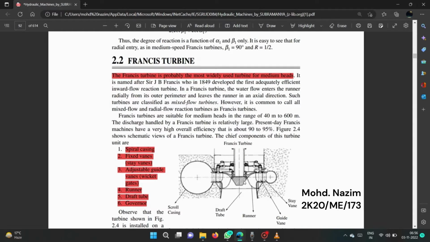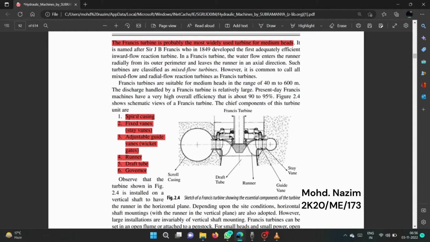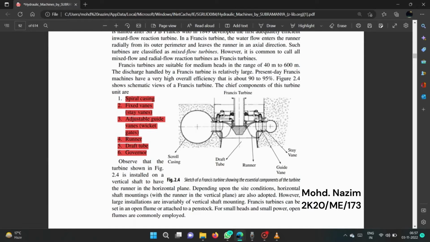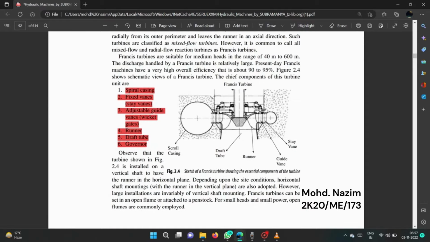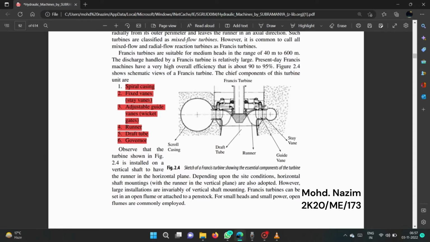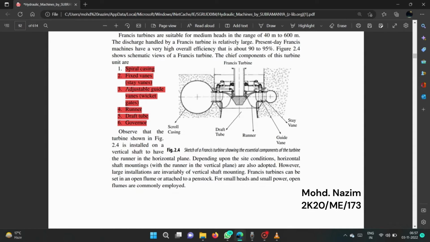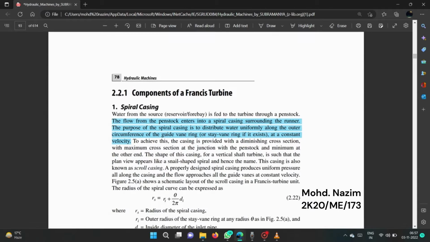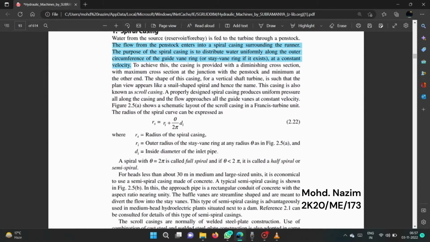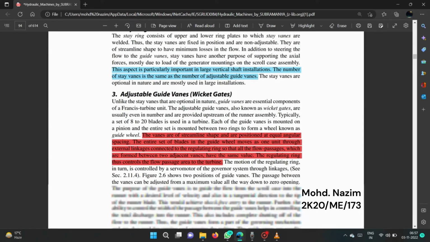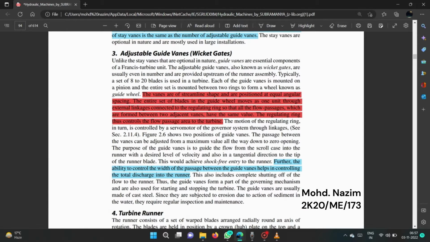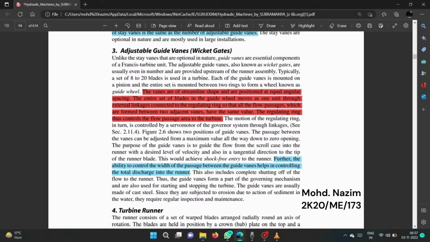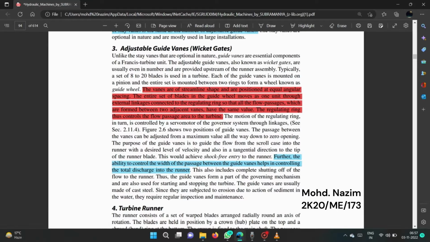Previously, Naveen explained the concept of the Francis turbine and the diagram, and explained some of the components of the Francis turbine. Like he explained that the spiral casing is one of the components of a Francis turbine. Now it is my turn to explain the concept of the adjustable guide wheels, which is also known as the wicket gate.